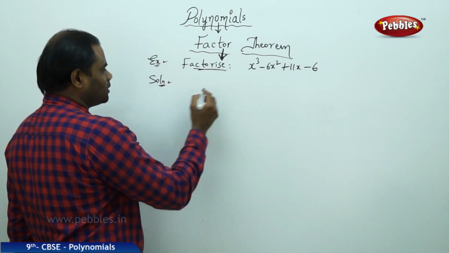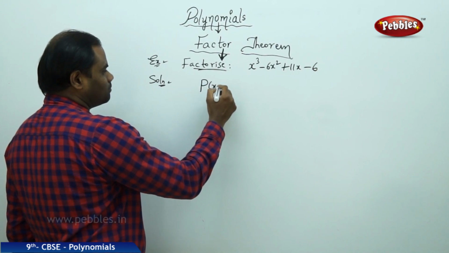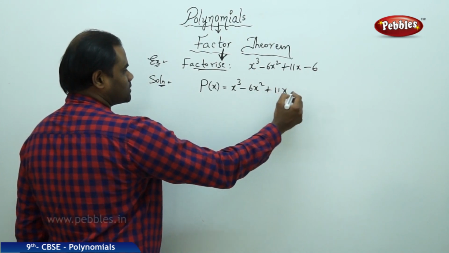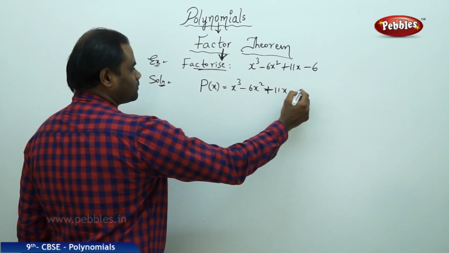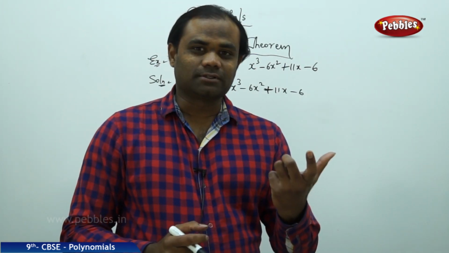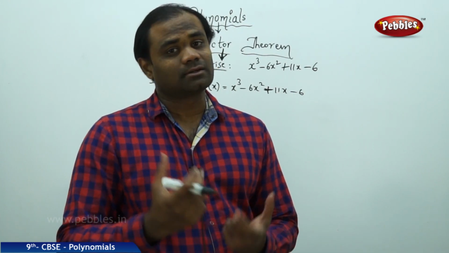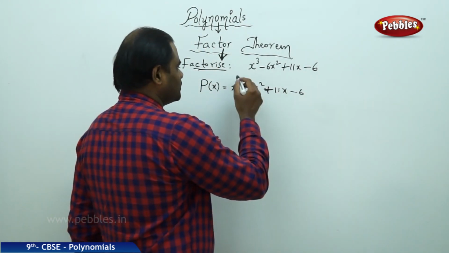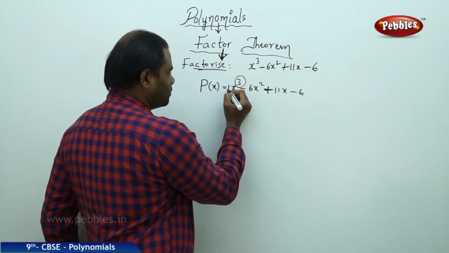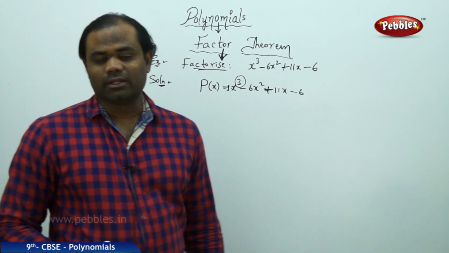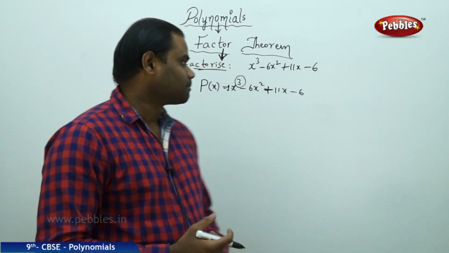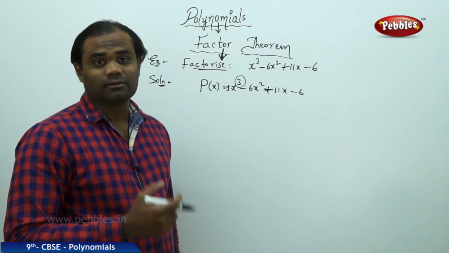So let me go with rule number 1, where I'll write the polynomial p of x as x cubed minus 6x squared plus 11x minus 6. My first rule is to identify that the coefficient of the highest degree term is 1. As I identify here, the highest degree of this polynomial is 3 and its coefficient is obviously 1. So I need not make it 1. It's already available with coefficient equal to 1. This is rule number 1 in the factor theorem.